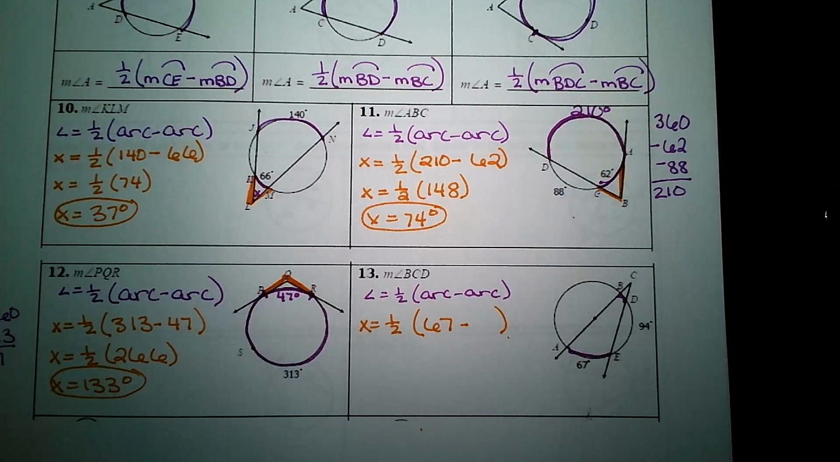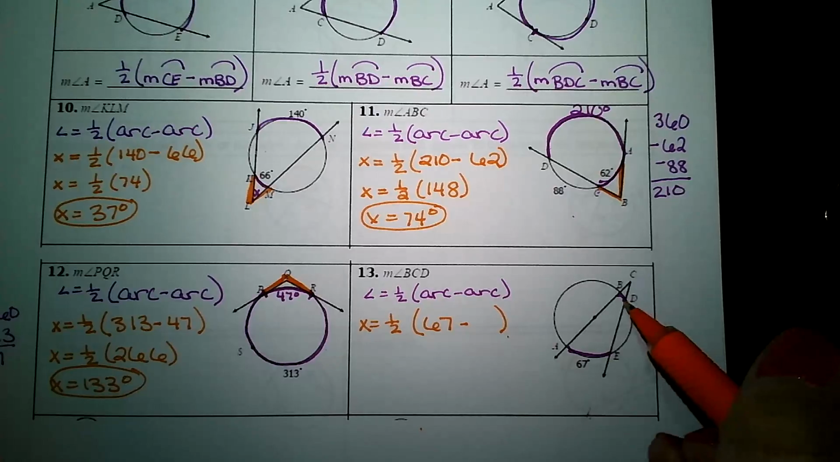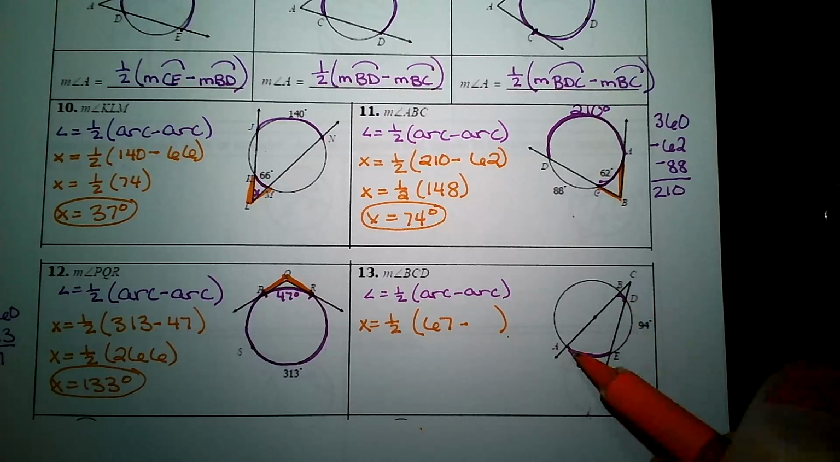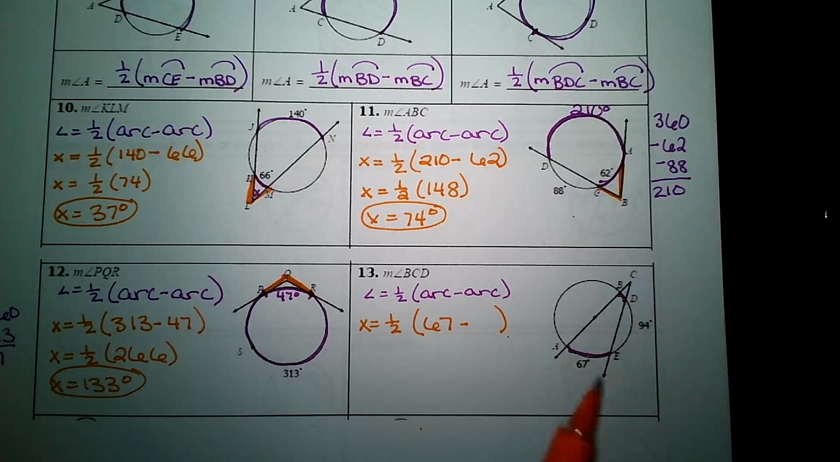Okay, I've stopped my problem midway through to make sure that you are able to fill out the formula. So the pattern is the angle is equal to half of the arc minus the arc. In this picture, the intercepted arcs are BD and AE. AE is clearly marked as 67 degrees, and that's the larger arc. BD has not been clearly marked, so I wanted to stop here and make sure that you understand how to find that value.